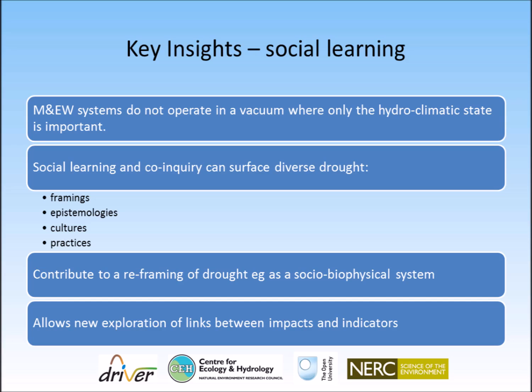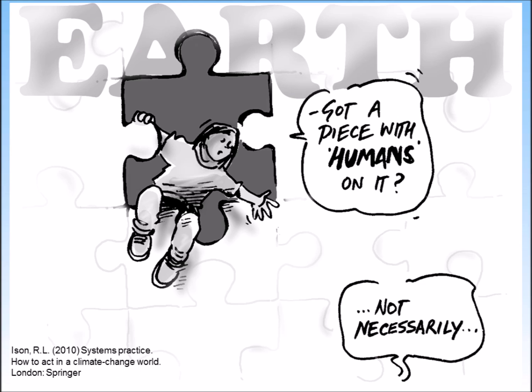And my final slide is this: our approach here really is to think about reframing of drought, not as part of a jigsaw where humans just fit in. Okay, humans don't fit into jigsaws like that. We can't treat the environment as just needing that jigsaw human piece to be put in, because how we see the environment is actually defined by the humans, not the other way around.